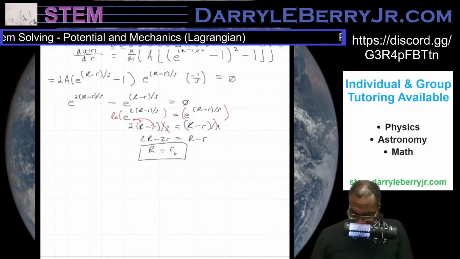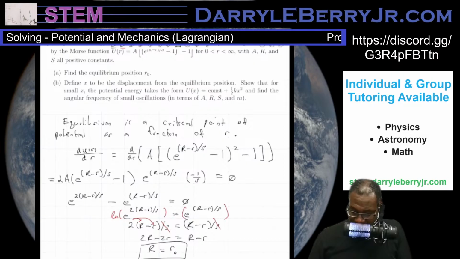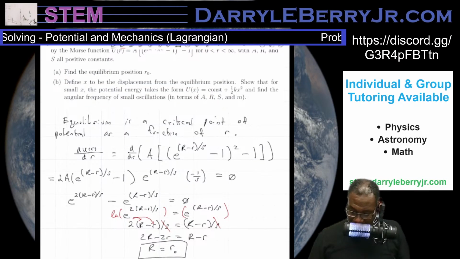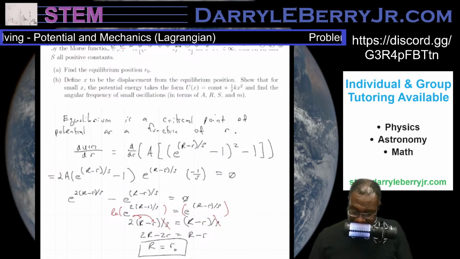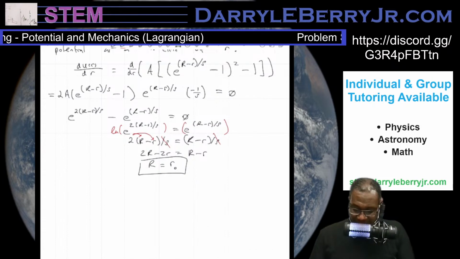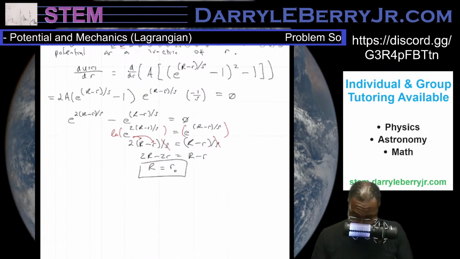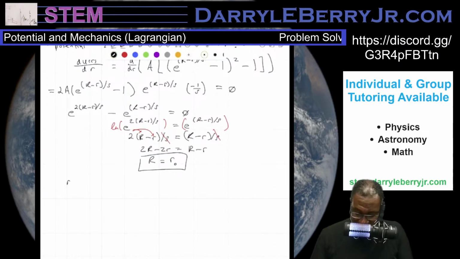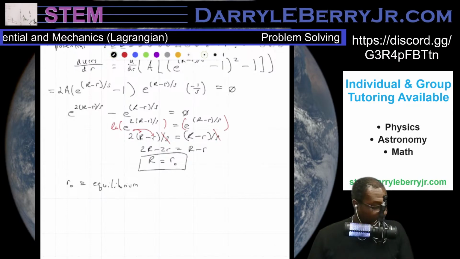All right. So I finished this first part. Now I need to show that for small x, the potential takes the form of U(x) equals a constant plus that. Let x be the displacement from equilibrium. The idea is that I'm going to call equilibrium r naught.